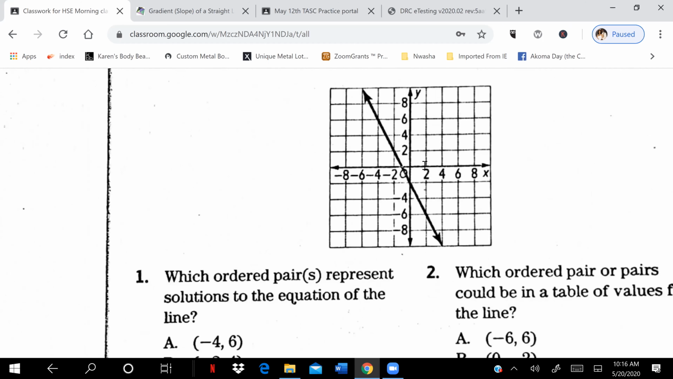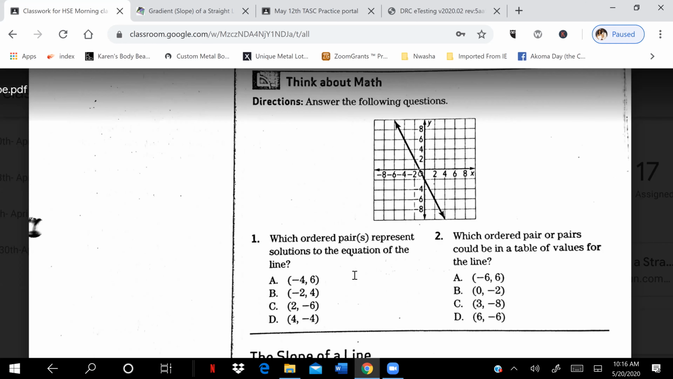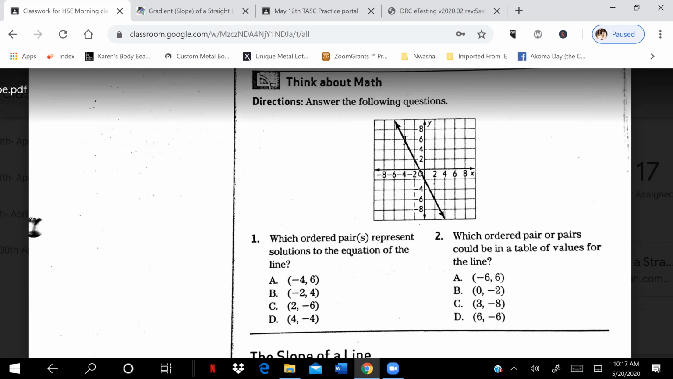So here, when they're asking you which ordered pair represents the solution to the equation of the line, you don't have to really see the equation, but you should be able to see (-4, 6), (-2, 4), (2, -6), (4, -4). And what you're saying is which one or ones of these pairs are actually going to fall in a line. So if you look at (-4, 6), you're going to go from the origin over to the -4 and up to the 6. So is that point on the line? Yes. Yes, so A is definitely an answer.